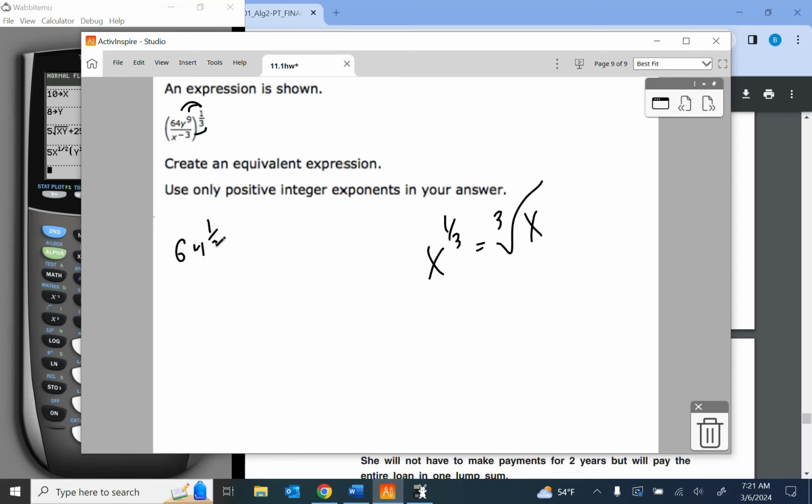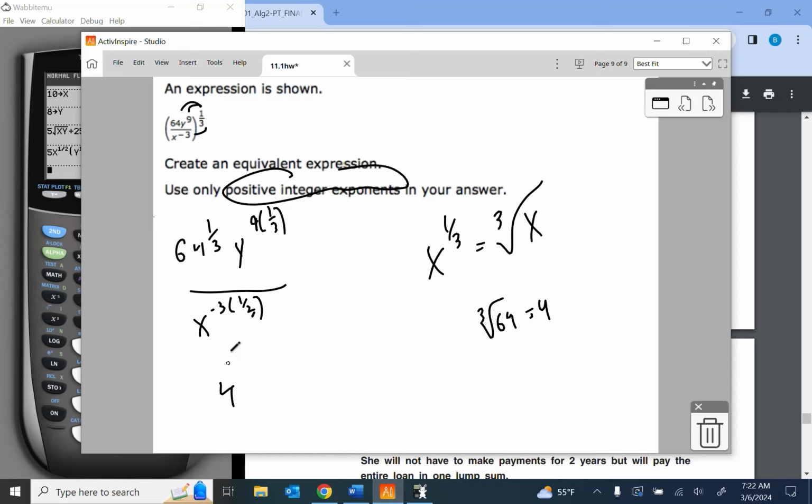This becomes 64 to the 1/3, y to the 9 times 1/3, sitting over x to the -3 times 1/3, and only positive integer exponents. So 64 to the 1/3, you think about the cubic root of 64, it's 4. This becomes y cubed, and 1/3 of -3 is x to the -1st, and I only want positive. So 4xy cubed, because I move that guy up and the exponent changes to positive, and ta-da, I'm done. There you go. And now I'm done with that video.